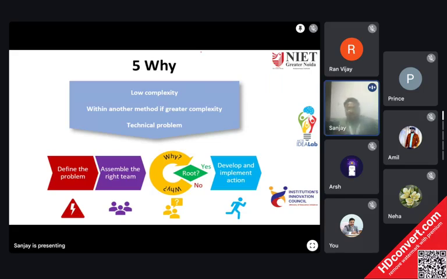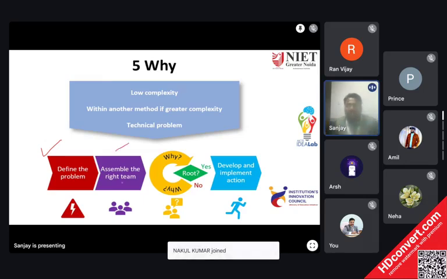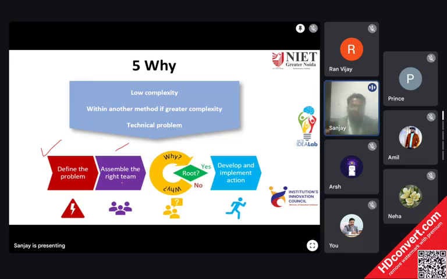If we are talking about the five whys, it basically starts with the problem. If there is a problem, then we have to assemble the right team. Right team means people from diversified fields, not from a single field. They can have their own mindset, and they have to be involved in such a manner that they can give their genuine suggestions without fear.